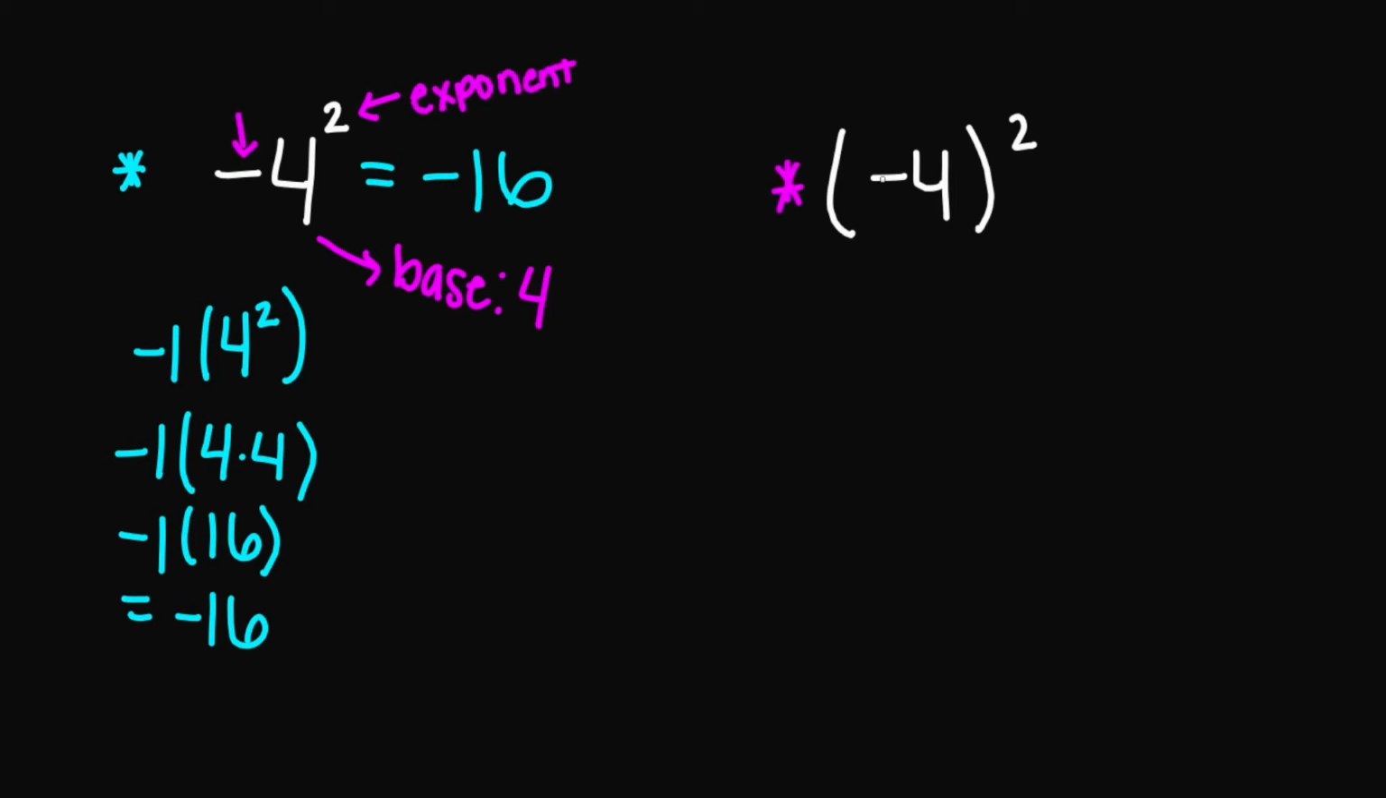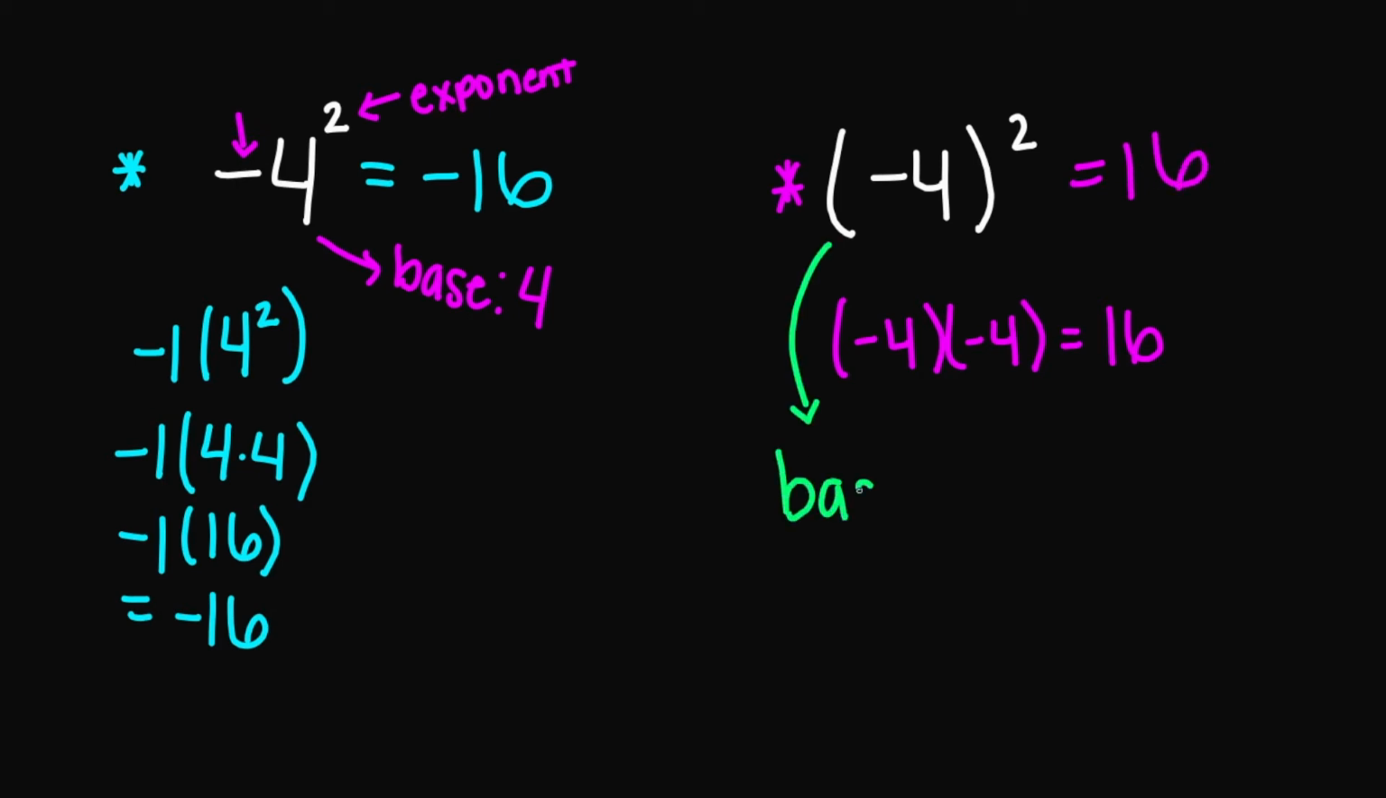Let's look at this example here. Notice that we do have parentheses this time. So this means -4 times -4, and this is going to give me a positive 16. So -4 squared with the parentheses included is going to equal a positive 16. Your base in this example is -4 this time, and your exponent is 2.